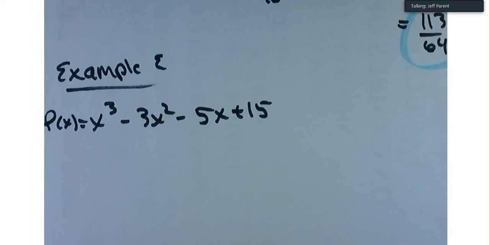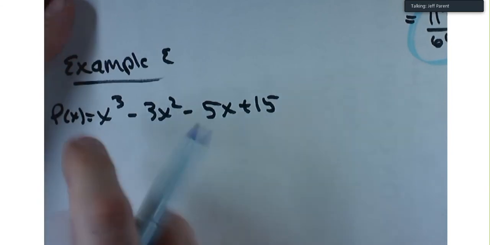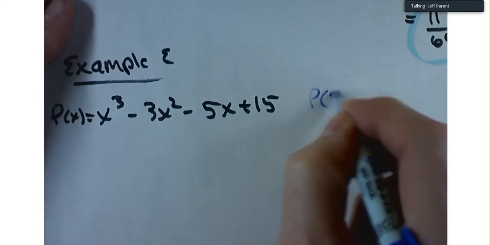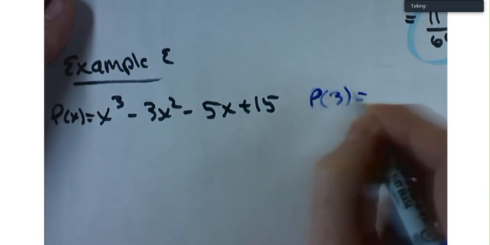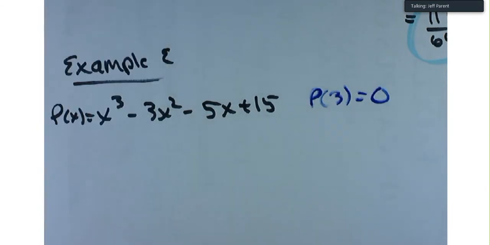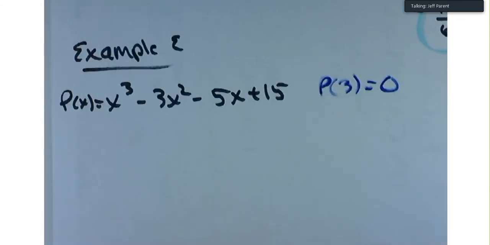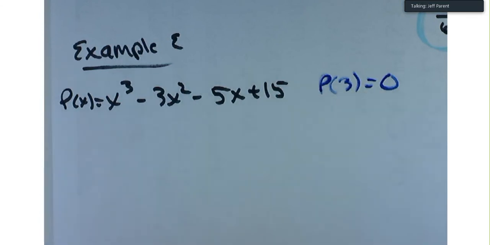So, if this has a root at 3, then P of 3 should equal what? Excellent. P of 3 should be 0. It crosses the x-axis, root, x-intercept. They're all synonymous. Now let's do this with synthetic division.